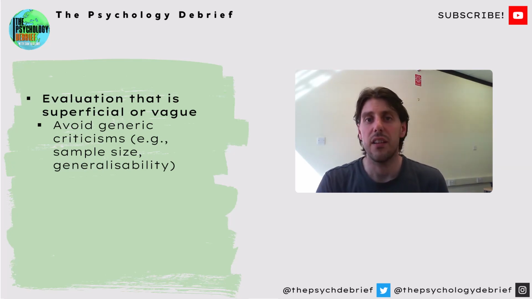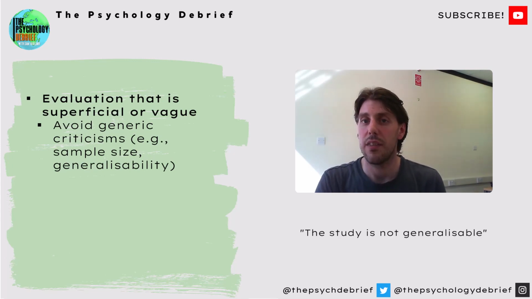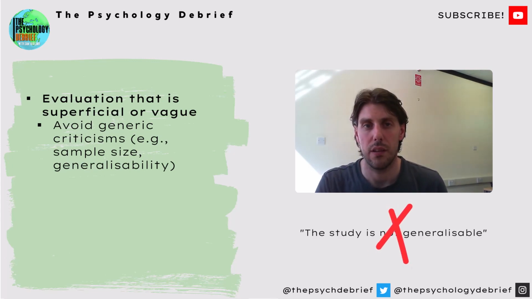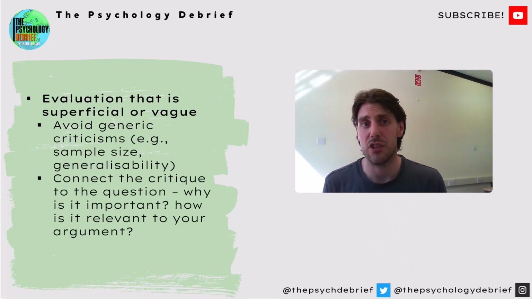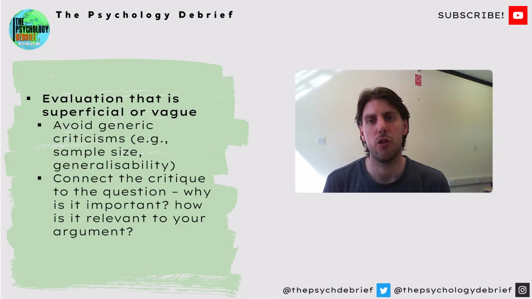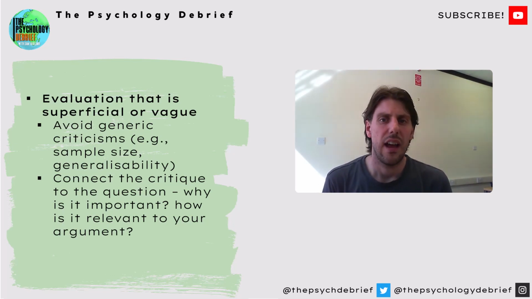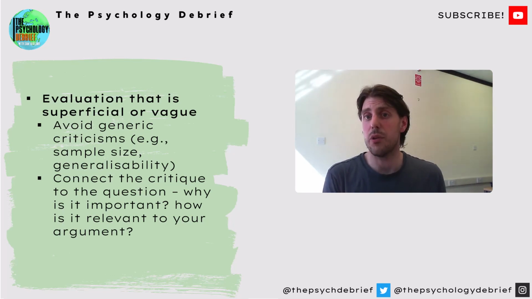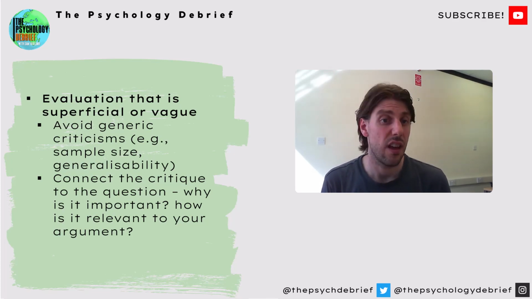That is not to say that you should avoid generic criticisms entirely. But if you're going to use them, at the very least try to go further than saying something like, this study lacks generalizability. Always make sure that you connect your evaluation to the question. Why is it important? How is it relevant or what does it imply for your argument? Or maybe does it affect how much we can really say that the argument you're putting forward in relation to the essay question has merit?